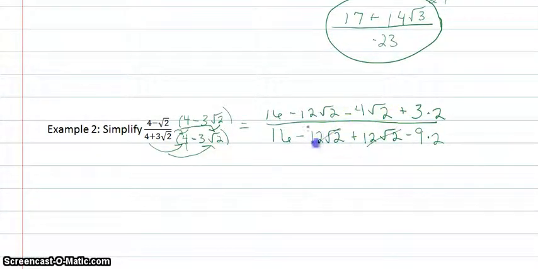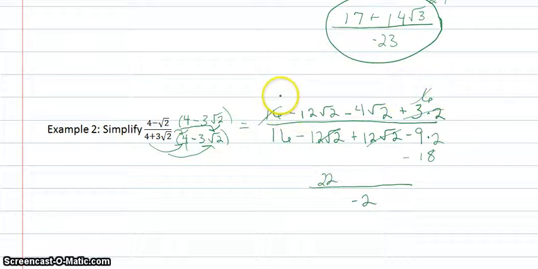So the middle terms cancel in the denominator, and that is a negative 18. So that'll be a negative 2 on bottom. And then on top, 3 times 2 is 6. So 16 plus 6, that's 22. And then a negative 12 minus 4, that's a negative 16. And then it's still the square root of 2.